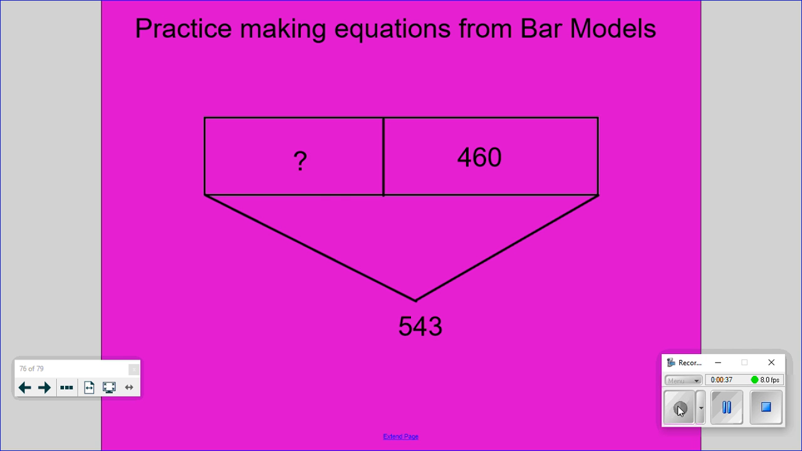All right, Liam, what would be my part and what would be my whole? Part would be 460. 460 is a part, so above 460 or in the box, however you want to do it, you would put a P. Where is my other part, Liam? 543. Definitely not. Have you ever seen a part down below?